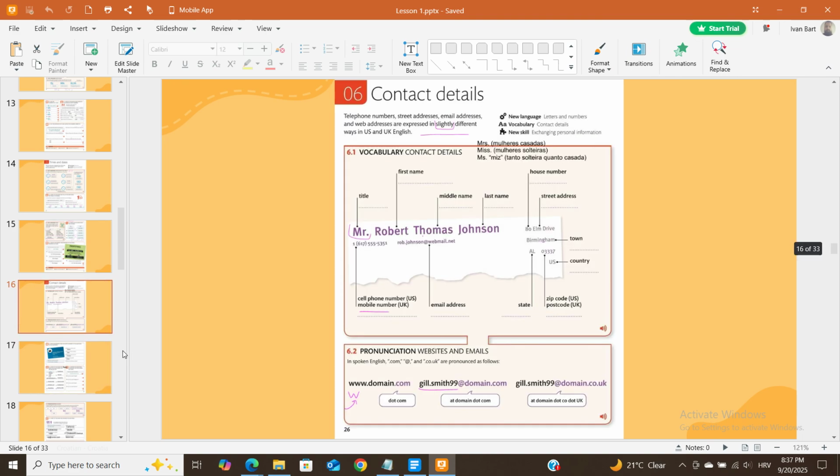6.2 Pronunciation: websites and emails. In spoken English, dot com, at, and dot co dot UK are pronounced as follows. www. domain.com. gmail.smith99 at domain.com. at domain.co.uk.